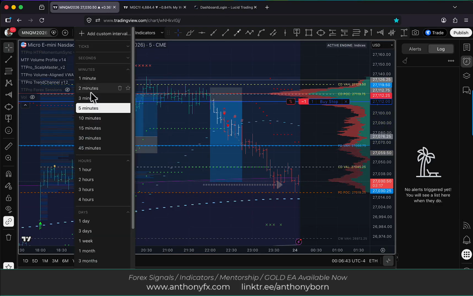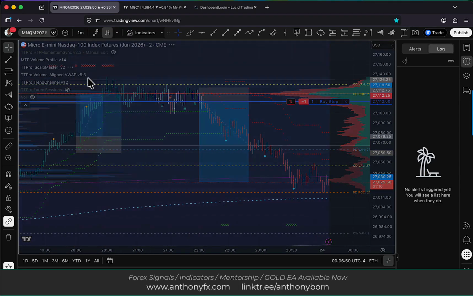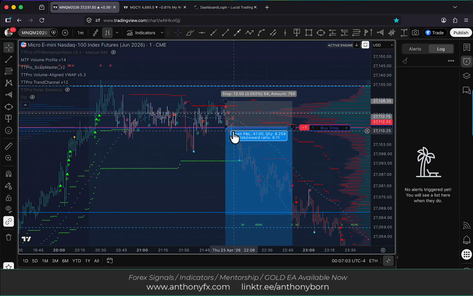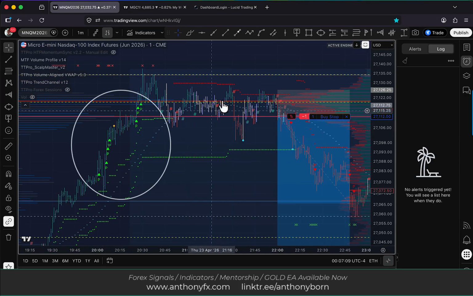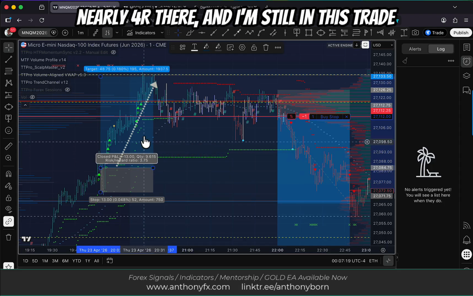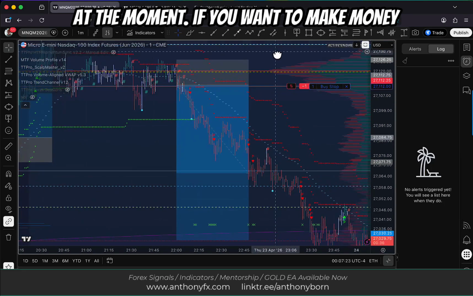Look, this one was entered on, I think it might have been a 1 minute chart. Let's just have a quick look. Yeah, I mean, look at this signal here. Look at these P signals, P for pulse. Now, these are not A+ setups, but there's nearly 4R there, and I'm still in this trade at the moment.